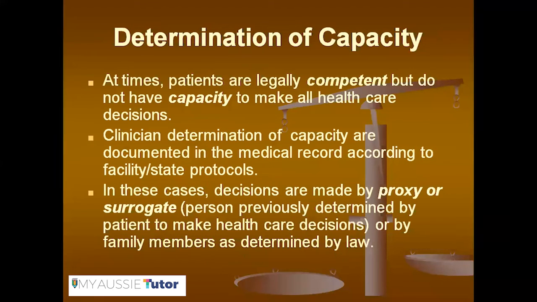Okay, so how can we determine whether the individual or the surrogate that they have appointed has the capacity to make decisions or is legally competent to make all healthcare decisions? There must be a clinical determination of the capacity that is documented in the medical records. If it is not set whether it is possible or not, then the decisions are made by the proxy or the surrogate that has been determined by the patient and their family to make the healthcare decisions.